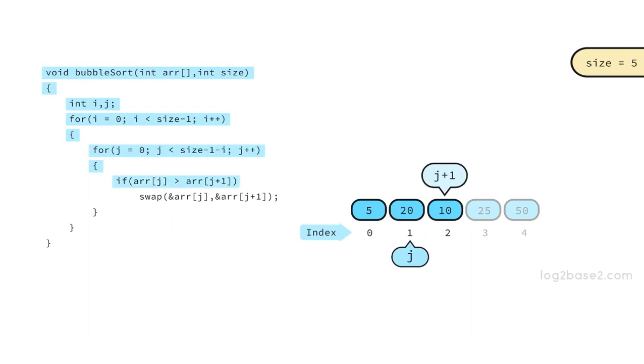That is, if ARR of 1 is greater than ARR of 2, and we have 20 greater than 10. So the if condition is true, so we have to swap these two elements. So 20 and 10 are swapped now.